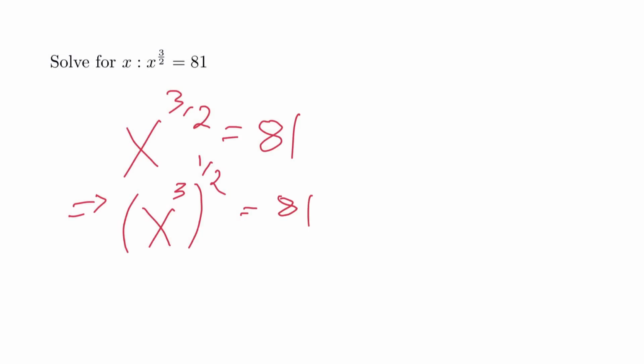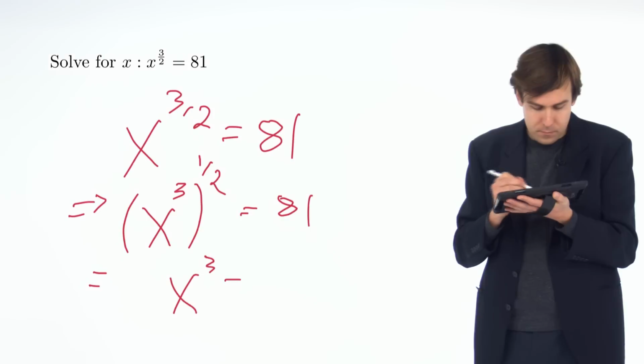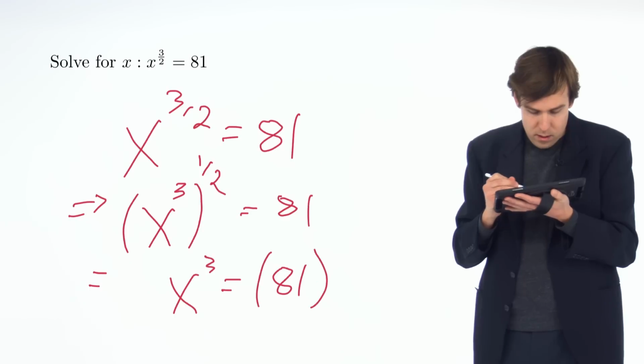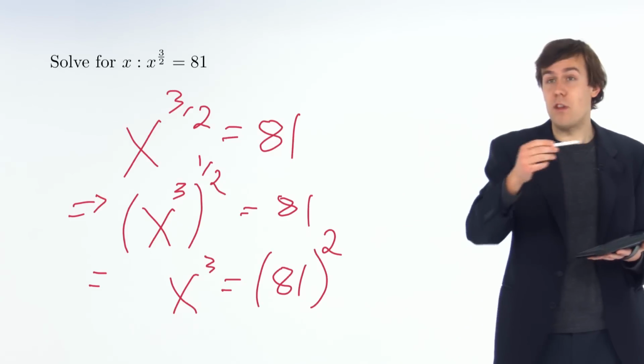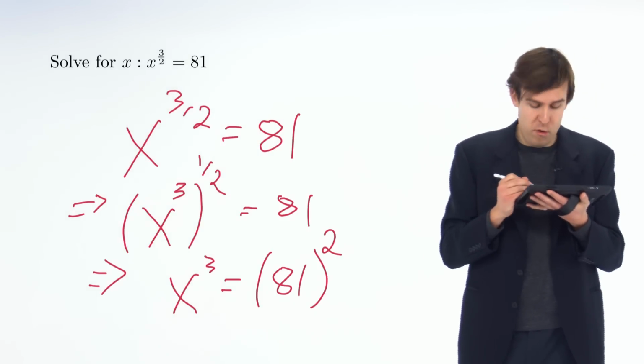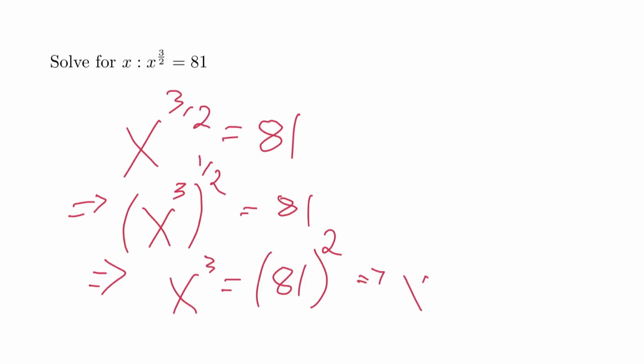Now, I can ask myself, how do I compute this? Well, what do I have to do? I have to square both sides, so I get x cubed equals 81 squared. So some large number. And then how do I kill off the cubed here? Well, I take a cube root of both sides. So I get that x is equal to the cube root of 81 squared.